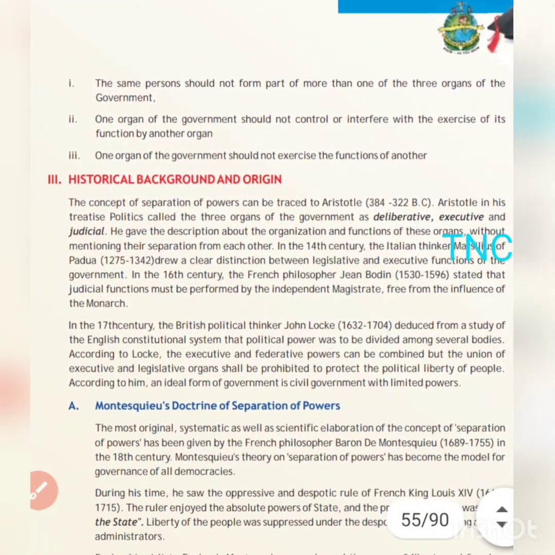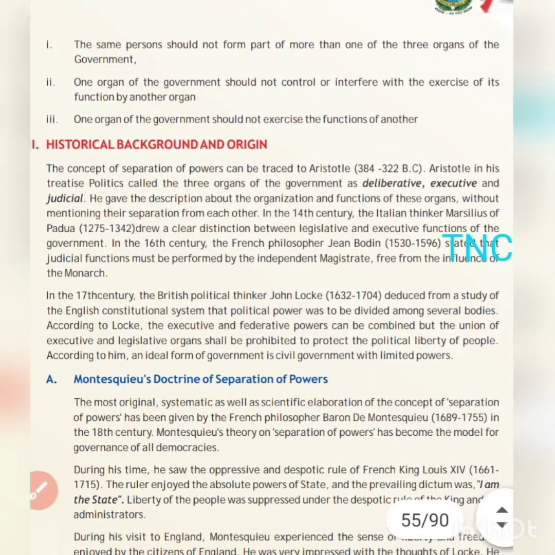Historical background and origin. The concept of separation of powers can be traced to Aristotle. Aristotle, in his treatise Politics, called the three organs of government deliberative, executive, and judicial. He gave a description of the organization and functions of these three organs without mentioning their separation from each other. So he defined in his book what could be the organization and functions of these three organs, but he did not define how those functions would be separated from each other.